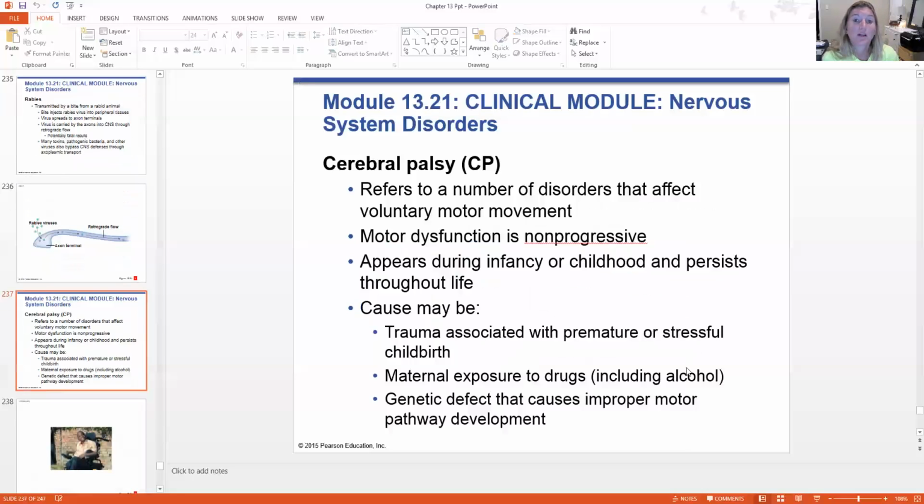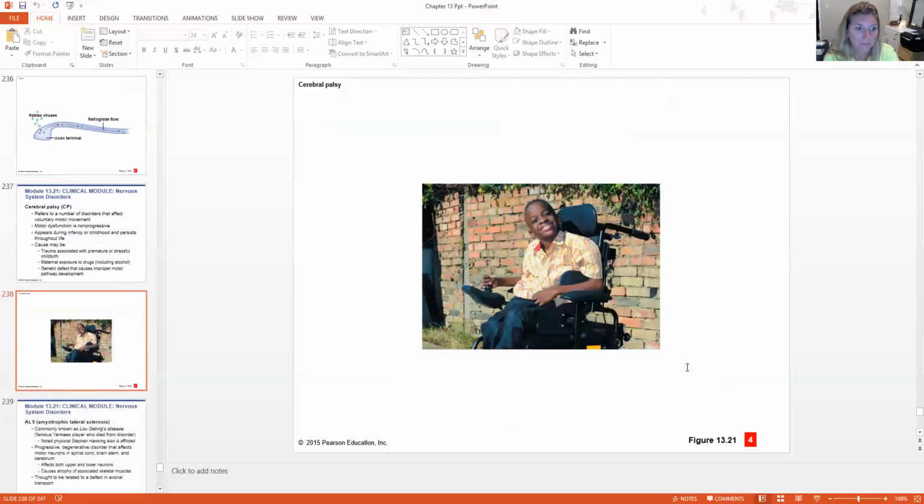Cerebral palsy is a number of disorders that can affect voluntary motor control and voluntary motor movement. This typically motor dysfunction is non-progressive. It appears during infancy or childhood and persists throughout life. The cause may be trauma with premature or stressful birth, maternal exposure to drugs, or some type of genetic defect causing some improper motor pathway to develop.